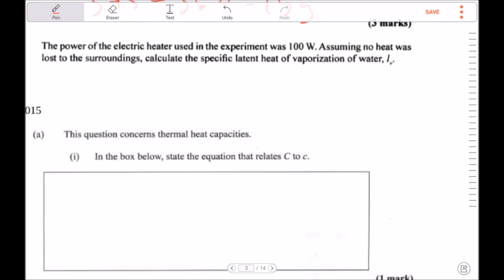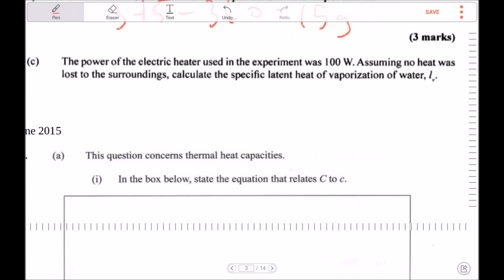Next thing now, the power of the electric heater used in the experiment is 100 watts. Assuming no heat was lost, calculate the specific latent heat of vaporization. So specific latent heat of vaporization, energy equals mass times latent heat. Now we have a mass of 15 grams. Let's convert that to kilograms. So that's 15 divided by 1000, 0.015 kilogram. So all we need now is our energy.